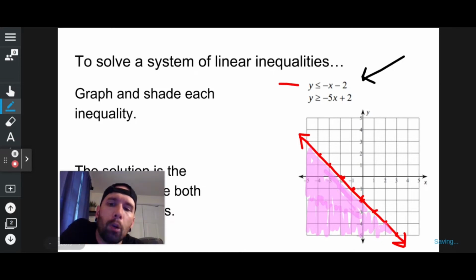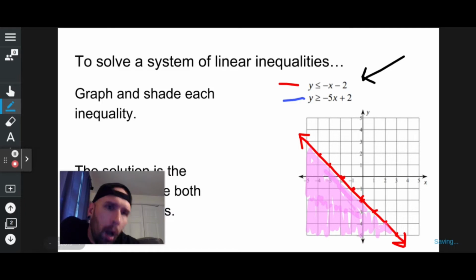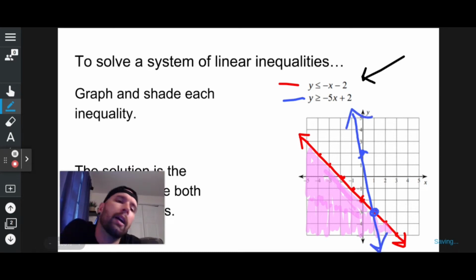Hopefully that translates well on YouTube. I'm going to graph this other guy in blue. I'm going to put a dot at 2 because that's my y-intercept. My slope is negative 5, which means up 5, left 1, or down 5, right 1. I don't have room, but no matter, all I need is 2 points. I'm going to make a solid line because it's or equal to. Draw the line right there.